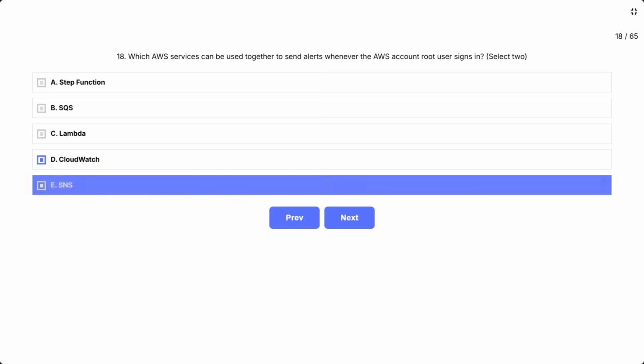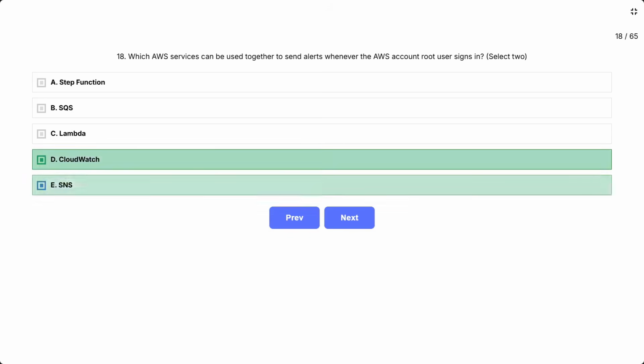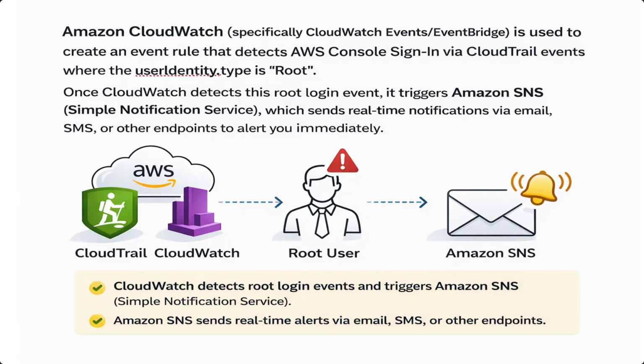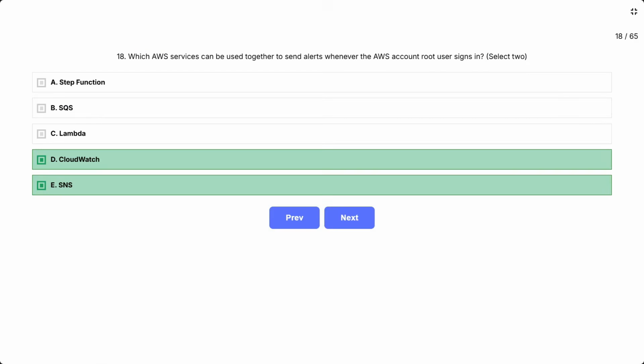SNS. Amazon CloudWatch, specifically CloudWatch Events, EventBridge, is used to create an event rule that detects AWS console sign-in via CloudTrail events where the userIdentity.type is root. Once CloudWatch detects this root login event, it triggers Amazon SNS, Simple Notification Service, which sends real-time notifications via email, SMS, or other endpoints to alert you immediately. This is a critical security best practice because root account activity should be tightly monitored and rarely used.